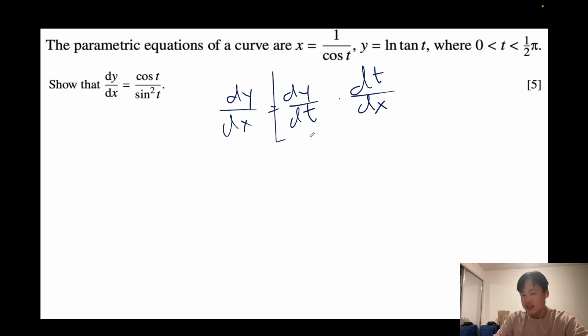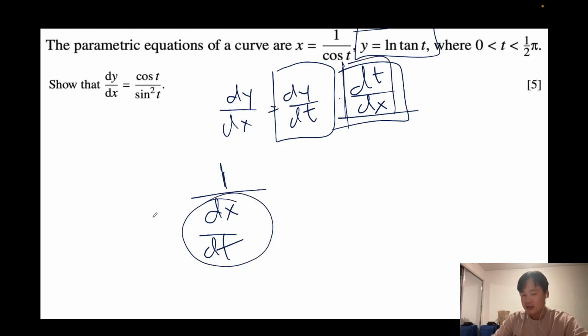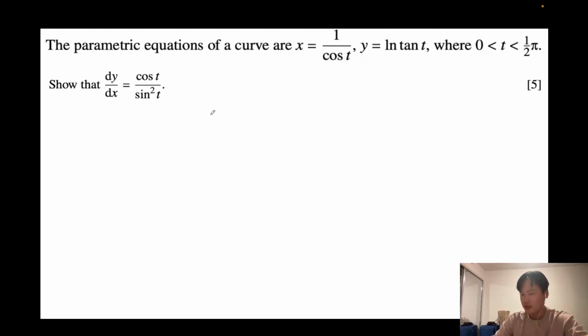And then you'd realize dy/dt is something you can find over here, whereas dt/dx comes from doing 1 divided by dx/dt. Type in 1 divided by any fraction in your calculator and it gives you the reciprocal, right? So dt over dx comes from dx over dt, doing 1 divided by that. This is the baseline understanding you need for this type of question. If you don't know that, there's no way you can approach this.